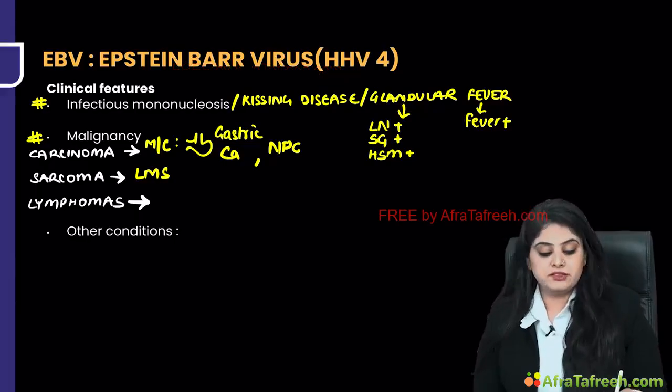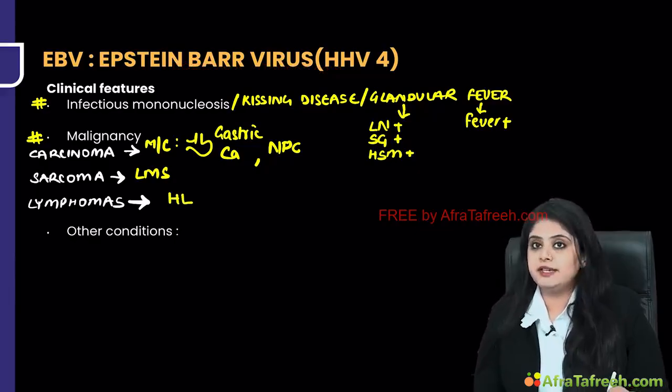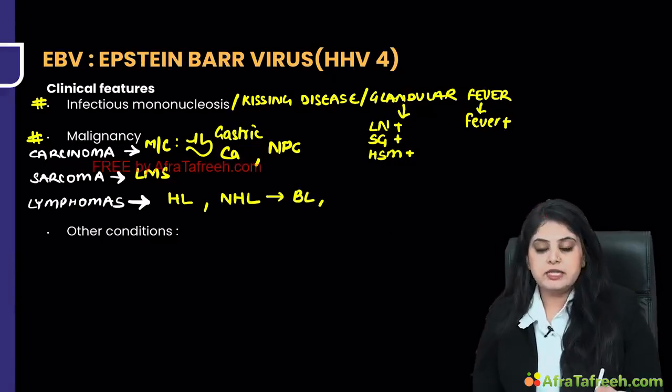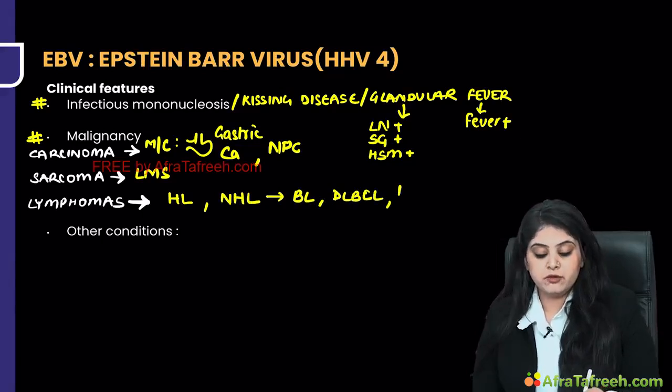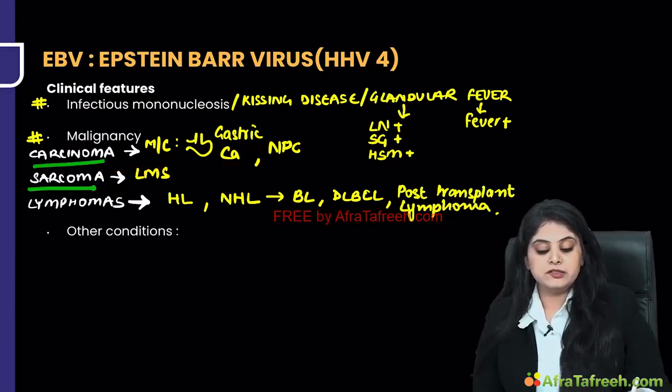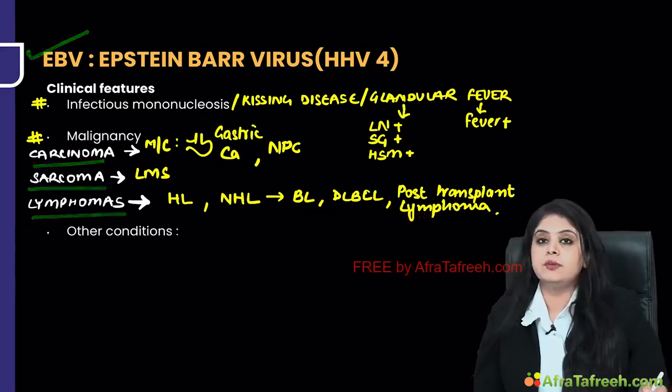Now comes lymphomas. Can it cause Hodgkin's lymphoma? Yes. Can it also cause non-Hodgkin's lymphoma? Yes. What all comes under non-Hodgkin's lymphoma? It can cause Burkitt's lymphoma. It can cause diffuse large B-cell lymphoma. It can cause post-transplant lymphomas, and the list is possibly endless. There are so many lymphomas that this can come up with. So remember, carcinoma, sarcoma, lymphomas, all are known with Epstein-Barr virus.